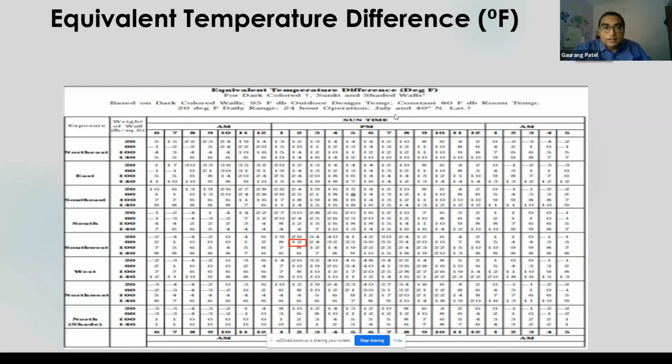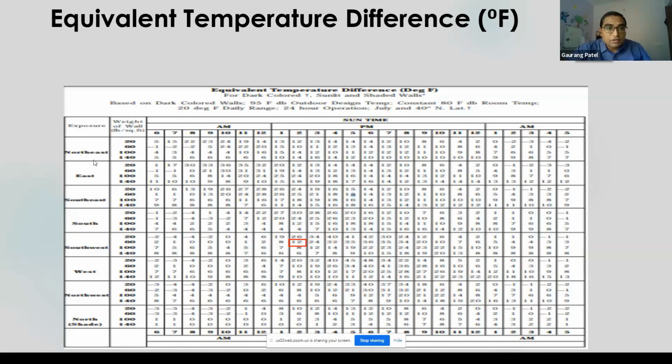Here they have specified 95-degree outdoor air conditions, 80-degree room conditions, and 20-degree daily range. What is the daily range? It is the minimum temperature of the day of that particular area and the maximum temperature. If I am talking about Mumbai, on the peak day where you are doing the calculations, what is the minimum temperature and what is the maximum temperature? That is your range. So they have considered 20-degree for this particular table.